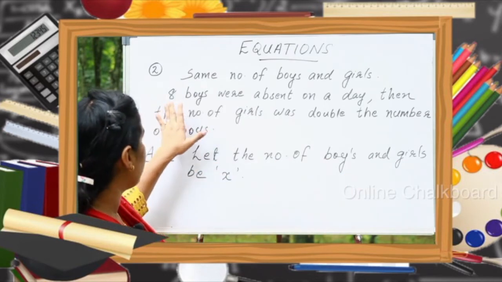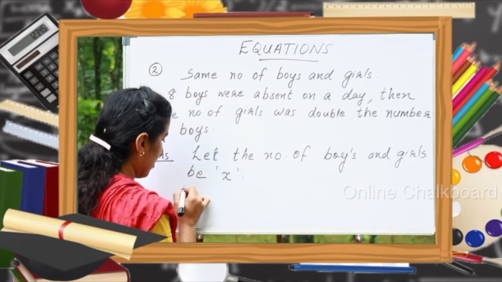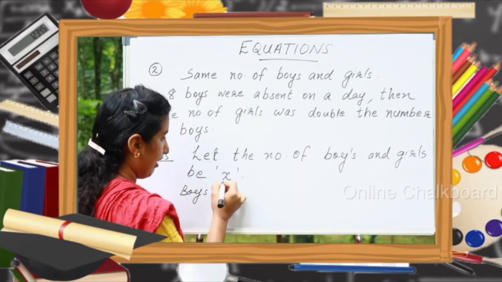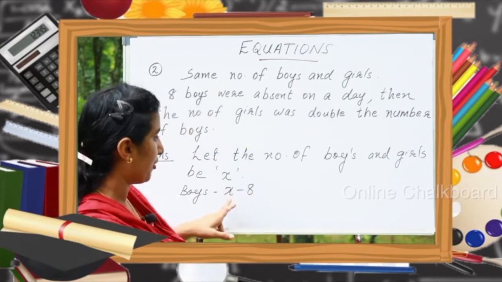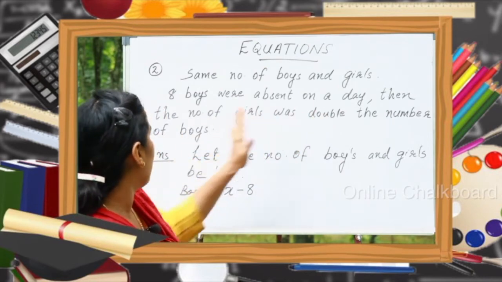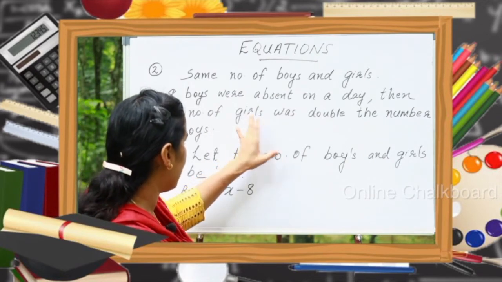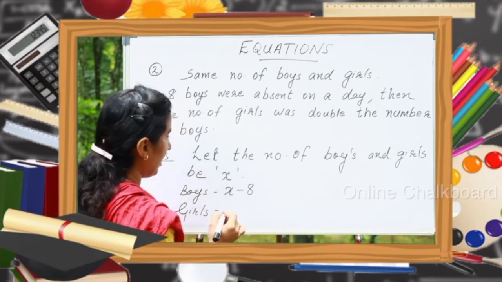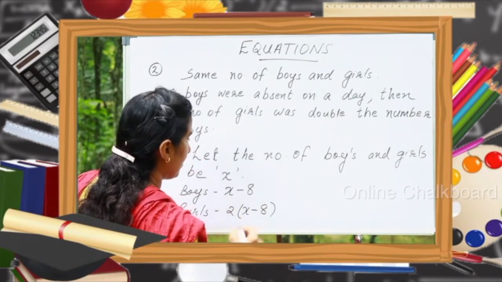Now, the statement: 8 boys are absent on a day. Boys absent, 8. Then the number of girls was double the number of boys. So on that day, the number of girls is double the number of boys.